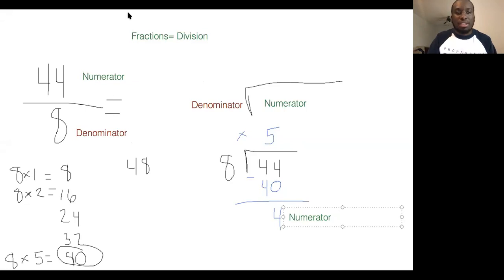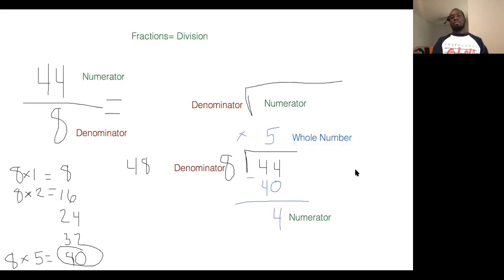My denominator will still remain the same. I'm going to label my 8 as my denominator. And now my 5 at the top is now my new whole number. My whole number. And so now I have all of my parts to make a mixed number.